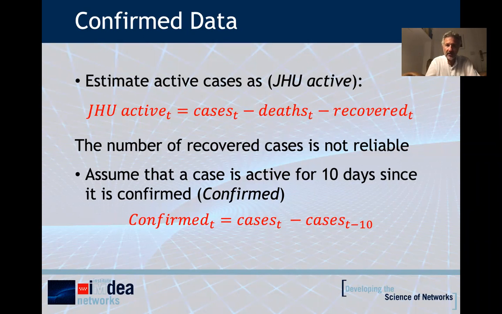One is just taking the official data of cumulative number of cases, cumulative number of deaths, cumulative number of recovered cases, and just subtracting deaths and recoveries from cases. Unfortunately, what we found out is that sometimes some of these parameters, in particular the number of recovered cases, is not reliable. So another approach is assuming that the cases declared on one day are actually active for the next 10 days, where 10 is a parameter found in the literature.